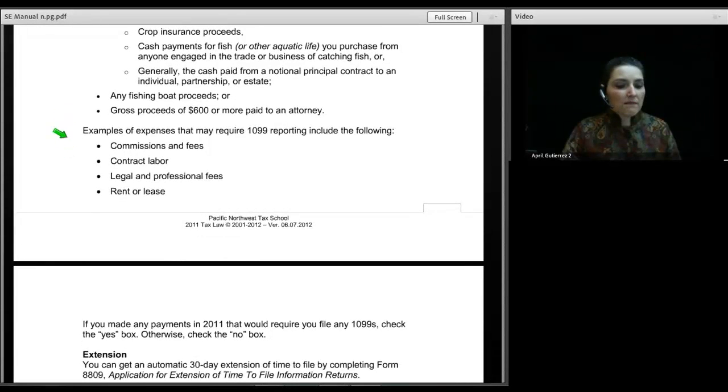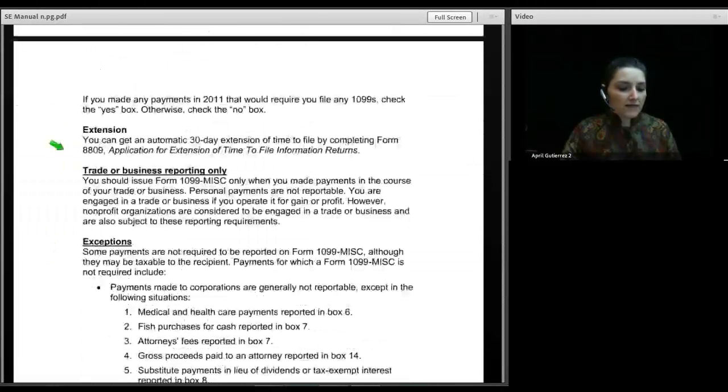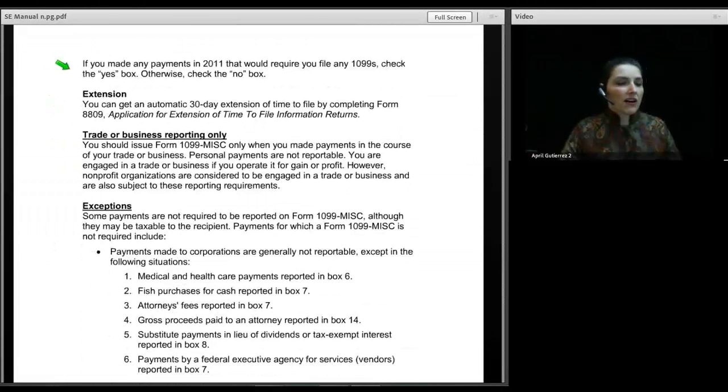Now, expenses that may require 1099 reporting, or the types of expenses that you should be looking for on the return that would probably trigger the requirement, are commissions and fees, contract labor, legal and professional fees, rent or lease. And that rent or lease one, my gosh, you know when I learned about that? Probably 1994, 1995, I sat in my first real-life audit. A client of mine that owned the coffee shop was getting audited.